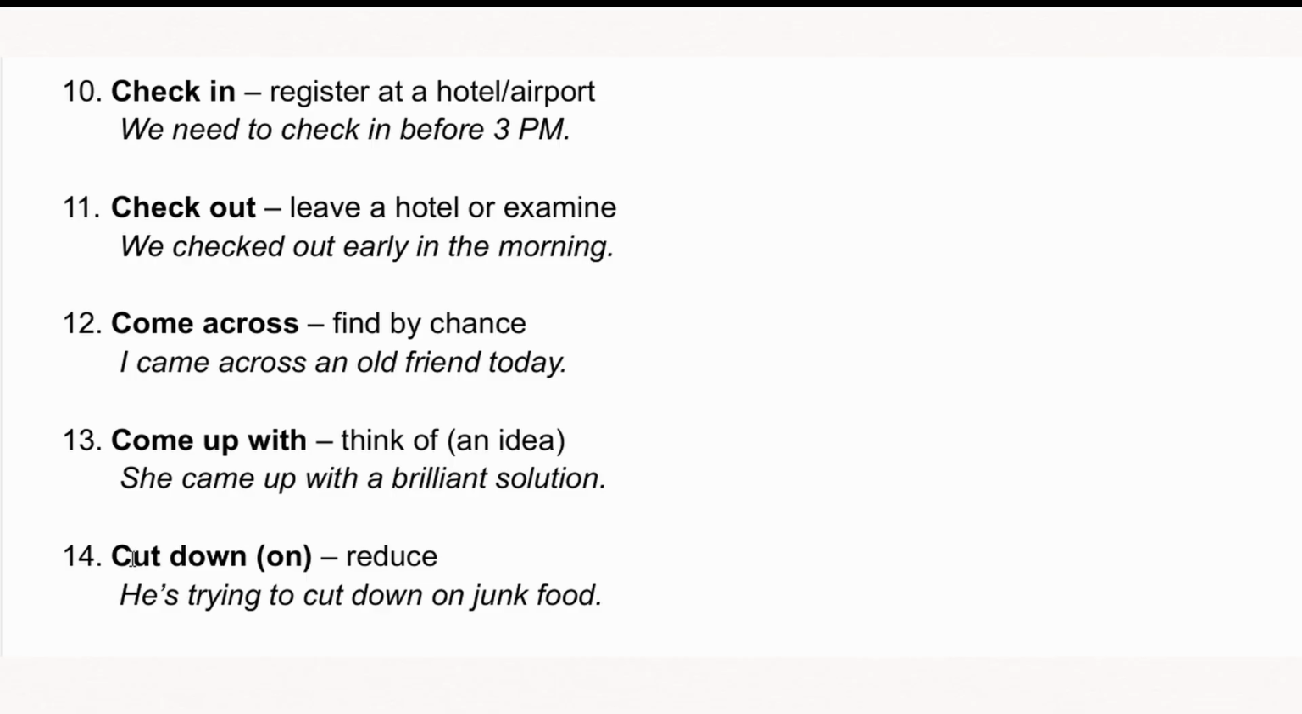14. To cut down or to cut down on. This means to reduce. He is trying to cut down on junk food.